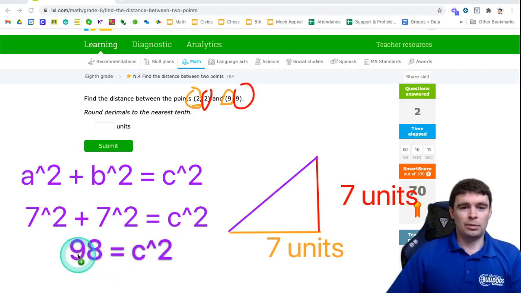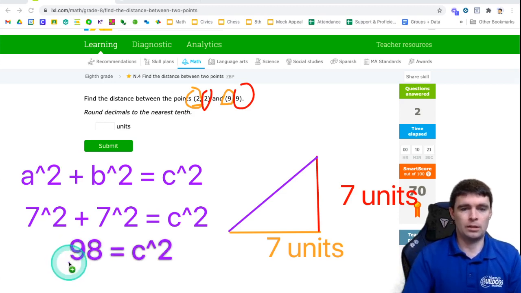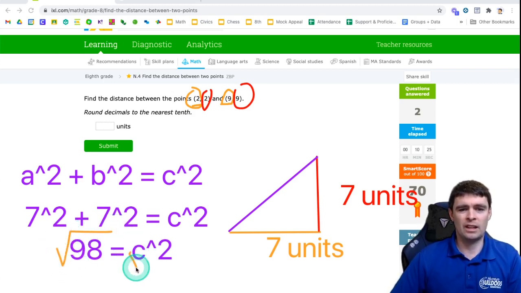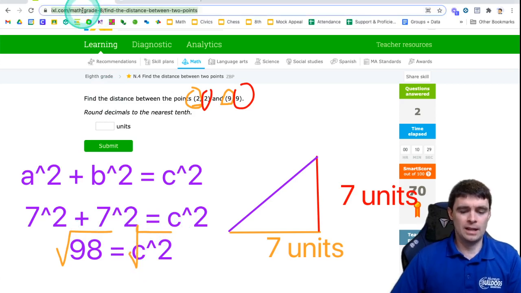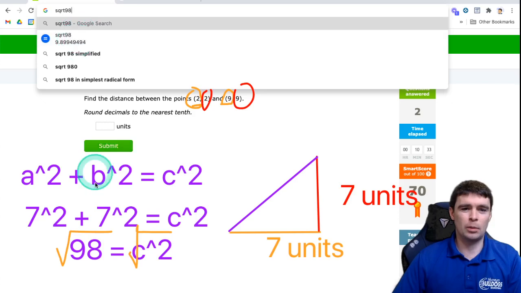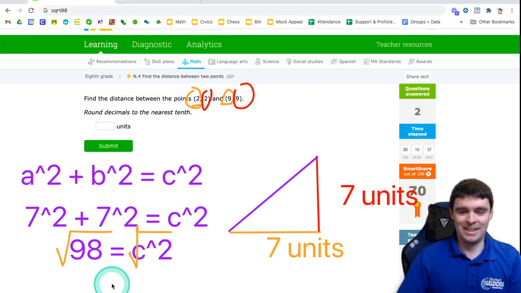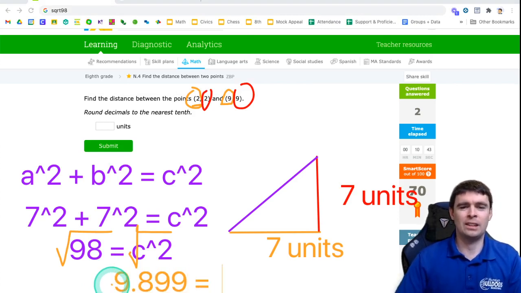The last step we would do is take the square root here. So I'm going to go ahead and show a square root. Let's put that into orange. And that square root is going to help us find the final answer. I type in the square root of 98, and I find the square root of 98 is 9.899. Fun one there. 9.899. And that's equal to our c.